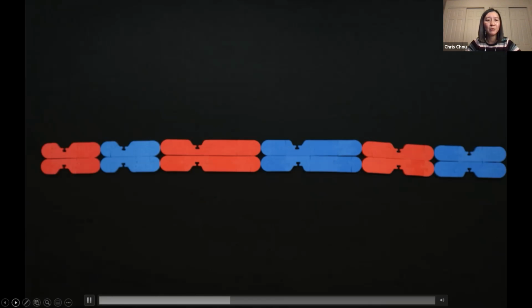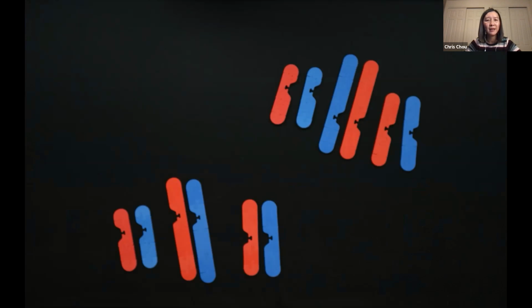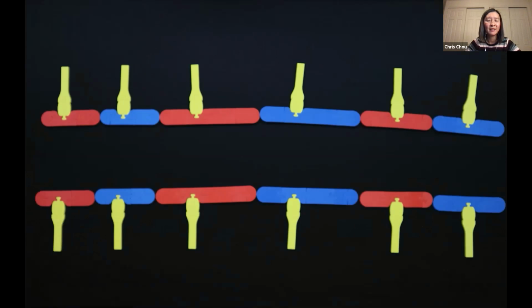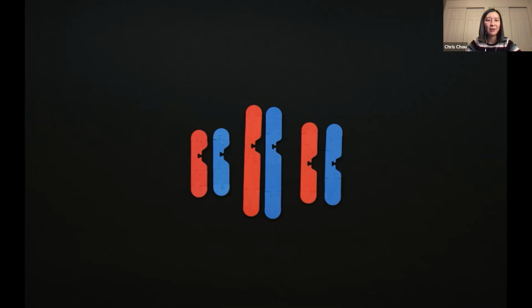Okay, so this is 3 pairs of chromosomes. So this is the classroom kit, and you can see the yellow foam spindle fibers, and then they're pulled apart, and then you have, there you go.